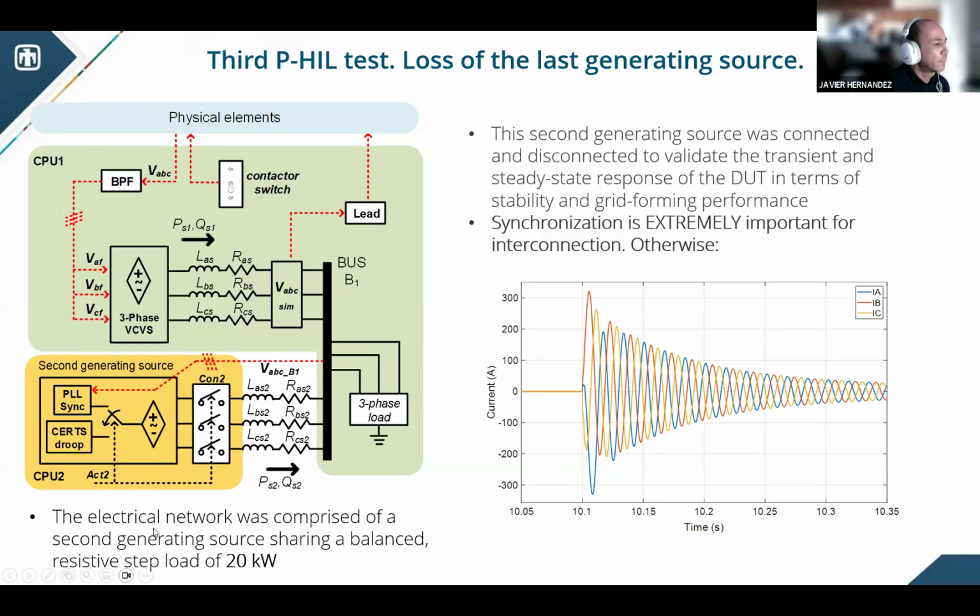We ran a simulation offline, on our emulation, and we did it without synchronizing. Without synchronizing, you see these current spikes. That gave us the hint not to perform this without a synchronization device, so that's why we included this PLL here. But those current spikes were given by the emulation.